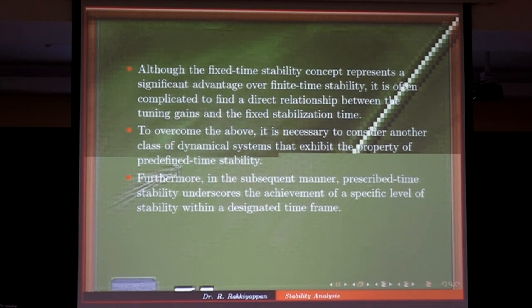So in the finite time stability concept, we have the third definition, which is called the predefined time stability. Furthermore, prescribed time stability undergoes the achievement of a specific level of stability within the designated time frame.